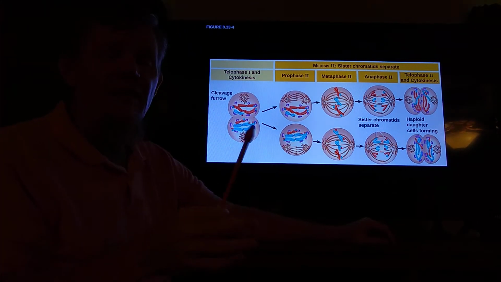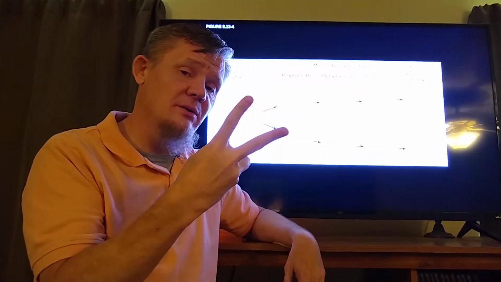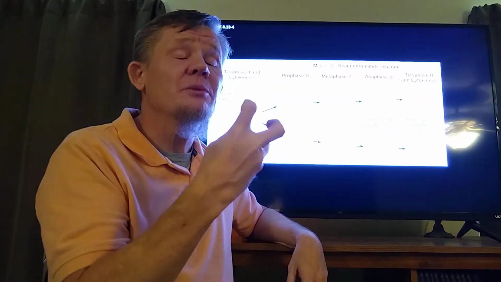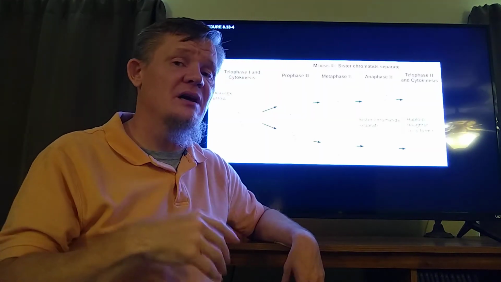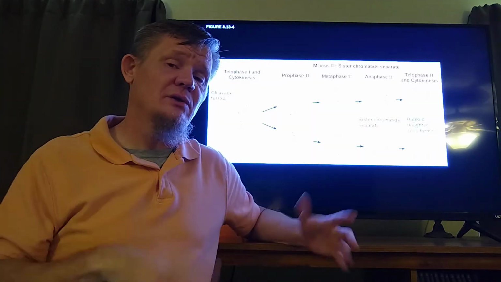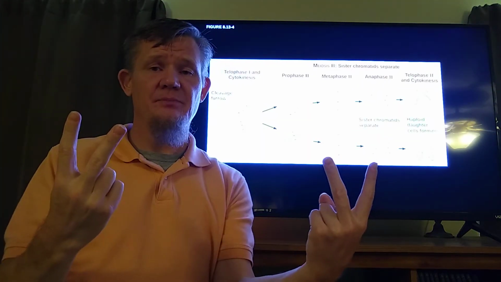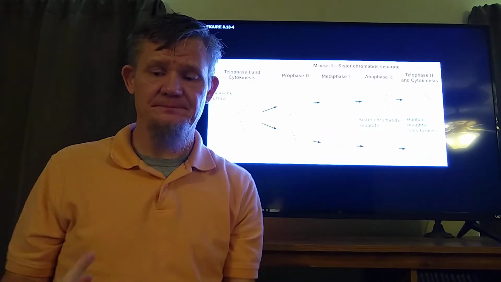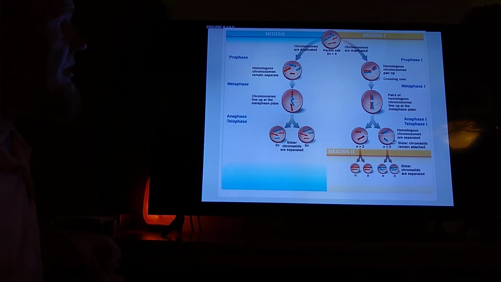But remember that the whole process is I started with a cell that had 2 copies of every chromosome, or rather, 2 complete sets, 4 copies of each chromosome. And what I want to end up with is a cell that has 1 copy of each chromosome in it, which is half the normal number. So the only way to go from 1 cell with 4 to 4 cells with 1 is to split a first time and then to split a second time. Meiosis 1, meiosis 2.